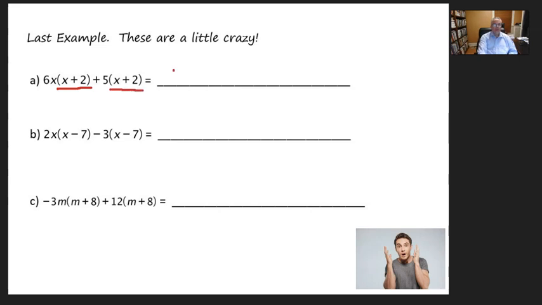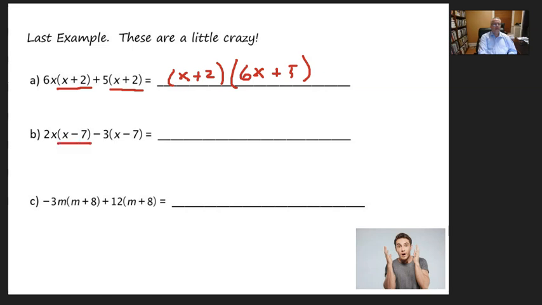So I could write this as x plus 2 times something. Well, this is x plus 2 times 6x, so I'm going to need a 6x. And this is x plus 2 times 5, so I'm going to need a 5. It's crazy, but whatever the common factor is, we're pulling it out. It could be an expression. It doesn't have to be just a variable or a number. So if we distributed, this works. x plus 2 times 6x is what we have here. And x plus 2 times 5 is the second term there.